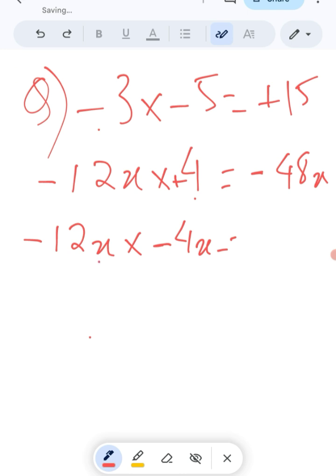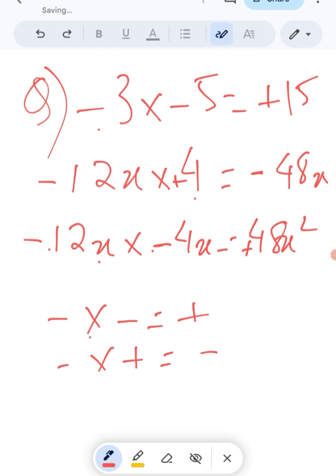Always remember, x multiplied by x is going to be an x square. 4 multiplied by 12 is 48. And minus minus makes a plus. So remember the rules: minus multiplied by minus is equal to plus. Minus multiplied by plus is equal to a minus. And plus multiplied by minus is equal to a minus.